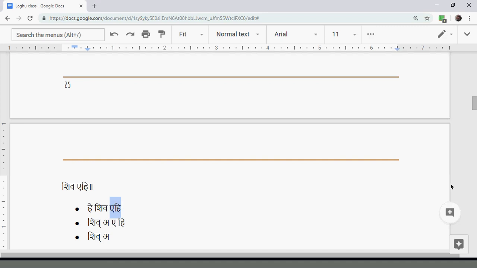Ehi is Lot Lakara of E Dhatu. So, Lot Lakara Madhya Purusha Ekvachana. Hey Shiva, oh Shiva, he is directly talking to you. Madhya Purusha Ekvachana, you, Ehi. You protect me. It's a prayer, directly to him. So here he says, this A is not Om.